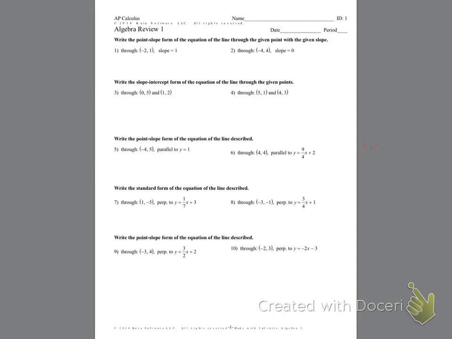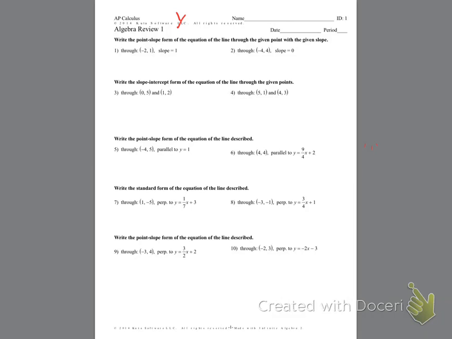Okay, welcome to a video on a little review of algebra. You should have this worksheet, so let's take a look at a couple of these. And one thing we want to look at is writing the point-slope formula, which is probably one of the most preferred and the easiest ways, especially in calculus, to write the equation of a line.